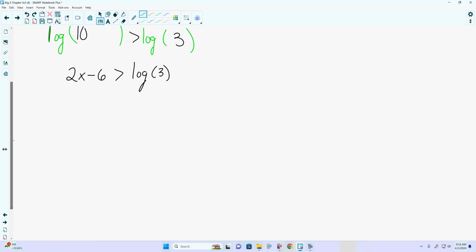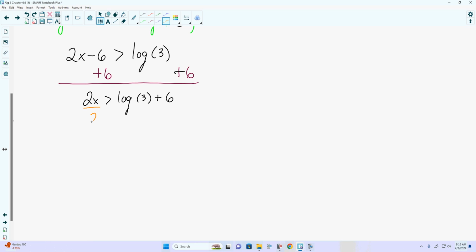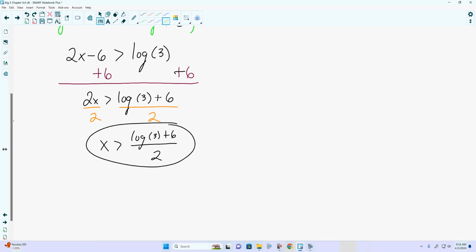Well, this is the first one where x is not immediately by itself, but we need to get it there. So the next thing we would do is add 6 to both sides, telling us that 2x is greater than log base 10 of 3 plus 6, or log of 3 plus 6. And lastly, we would divide by 2. So x is greater than log of 3 plus 6, all over 2.